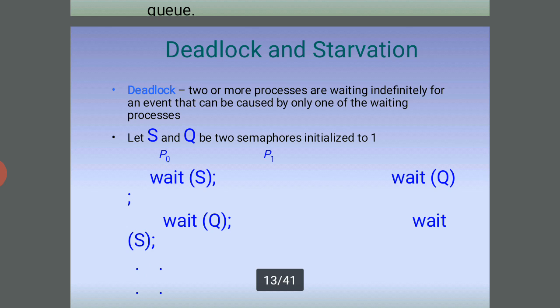Deadlock and starvation. So deadlock: two or more processes are waiting indefinitely for an event that can be caused by only one of the waiting processes. Let S and Q be two semaphores, with their initializations.